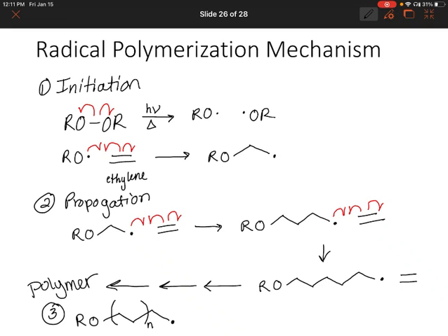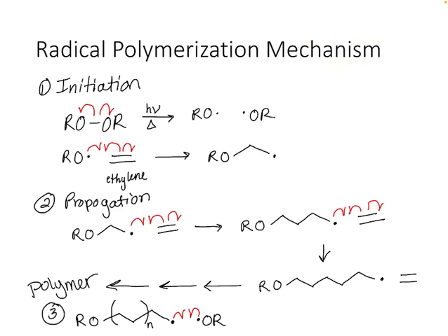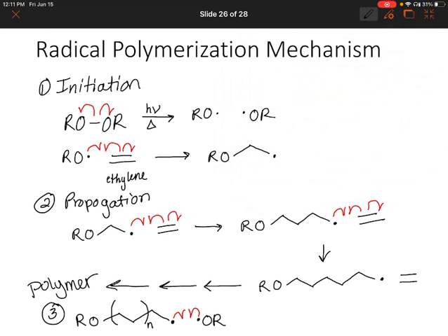Now, this is still a radical chain, so to terminate the step we'll use our other OR radical that was left over from our initiation. And we're just going to couple them together. And that will finish off our polymer, so it will stop reacting.